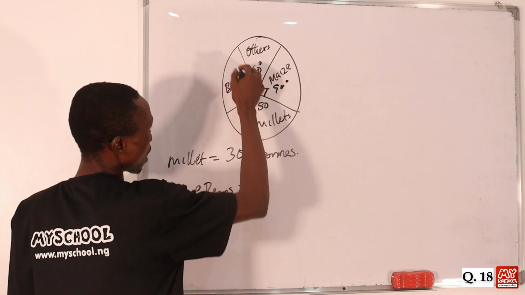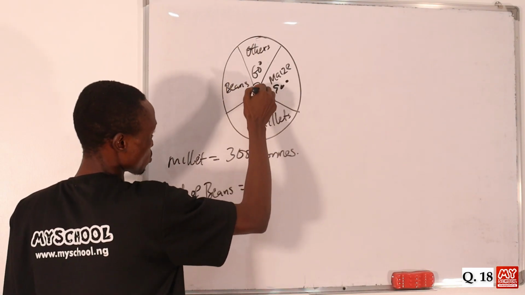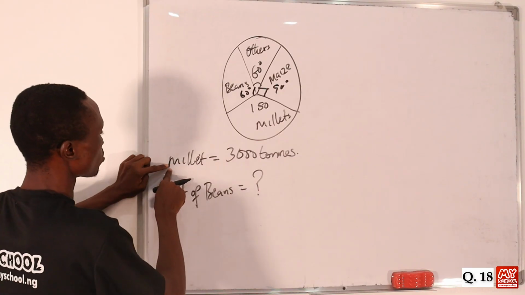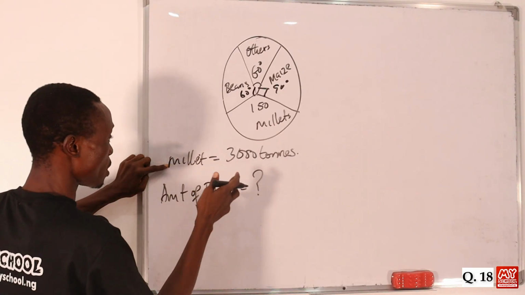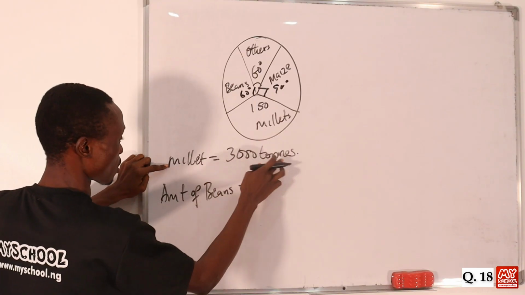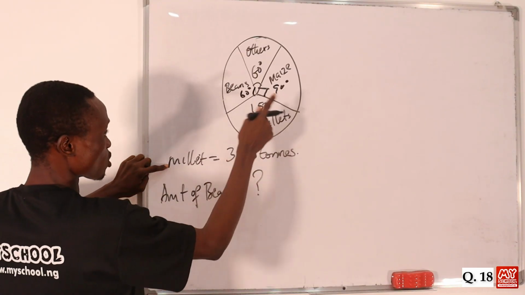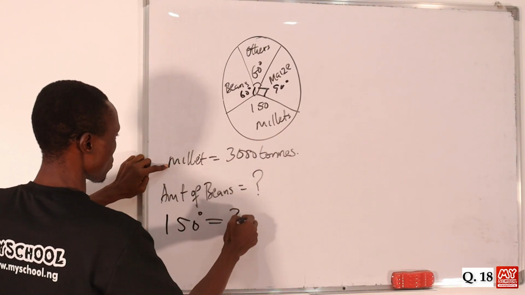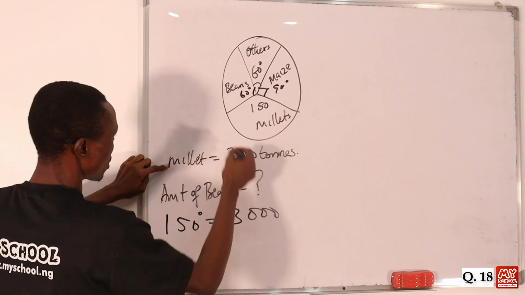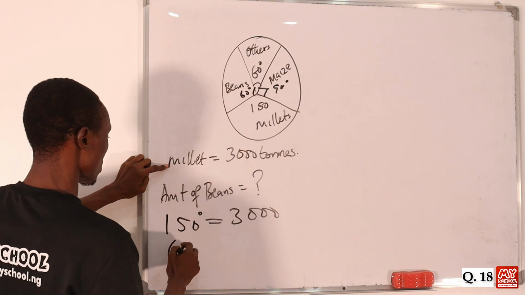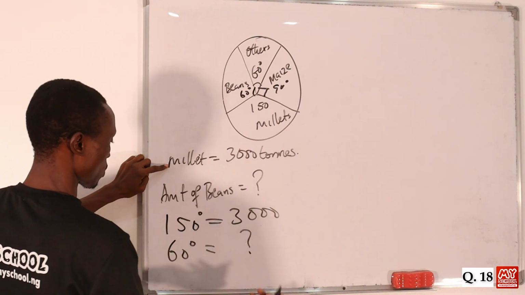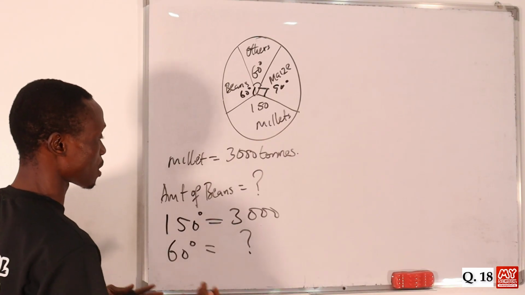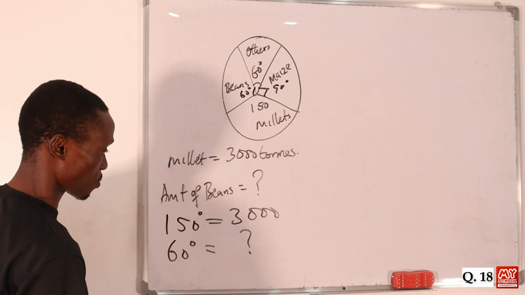That makes the angle of the sector of beans equal to 60 degrees. Okay, so we already know it. Now remember, here we're told that the amount of millet harvested is 3,000 tons, and the angle of millet is 150. So 150 degrees is equal to 3,000 tons. Now for beans, 60 degrees will be equal to what? We can cross multiply to get the amount of beans actually harvested.